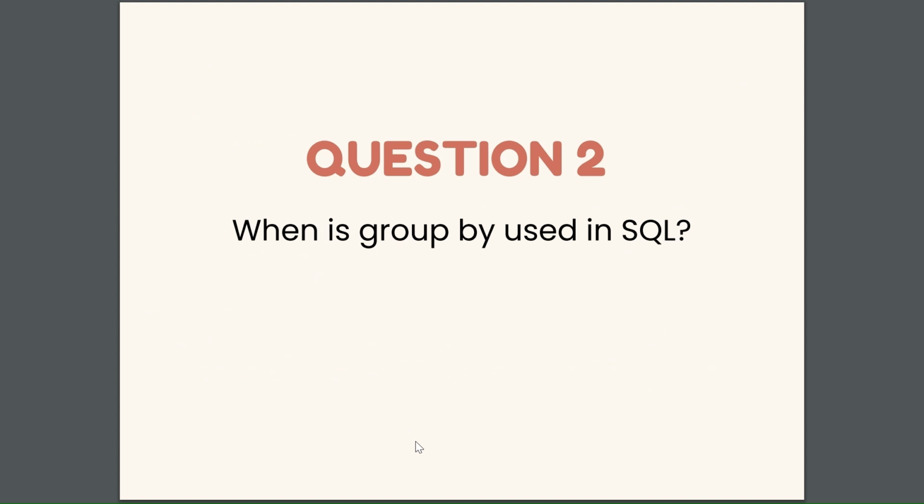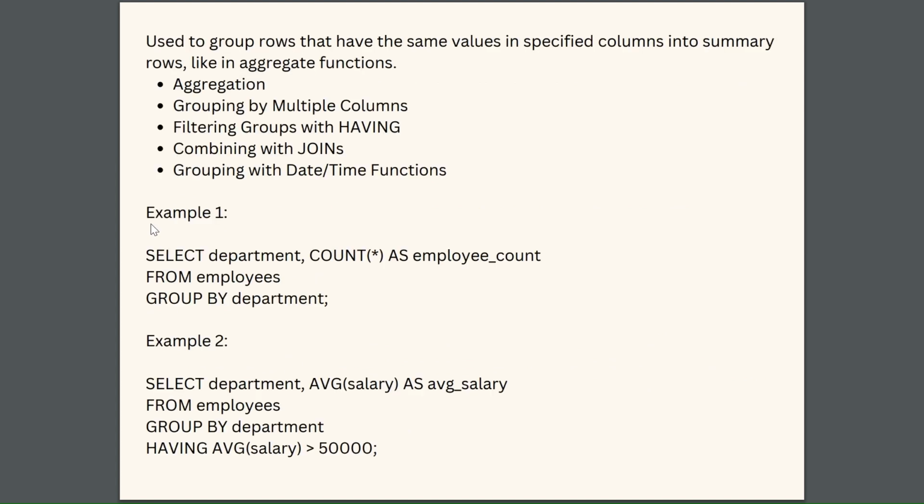Now, when is group by used in SQL? The group by clause is used to group rows that have the same values in specified columns into summary rows, like in an aggregate function. And these are the places where we can use the group by clause. The first place is in aggregation, and the second one is grouping by multiple columns. The third one is filtering groups with the having clause.